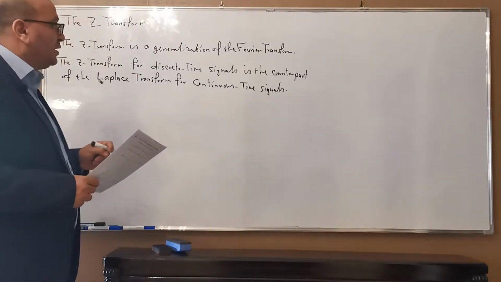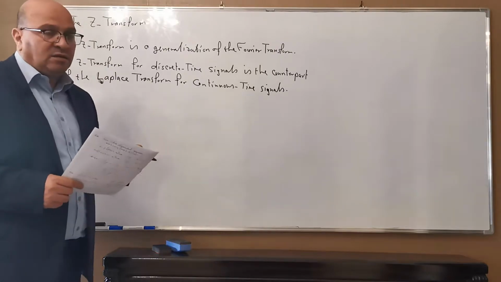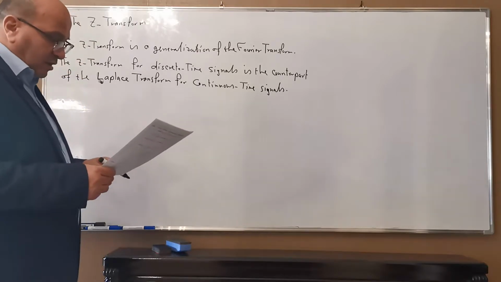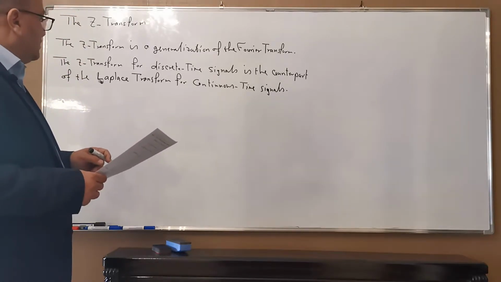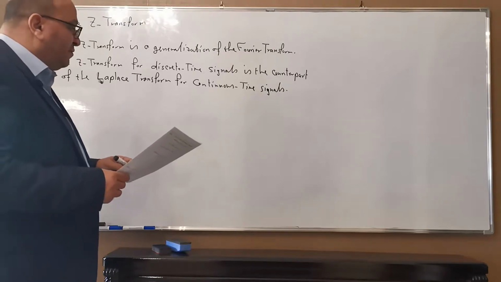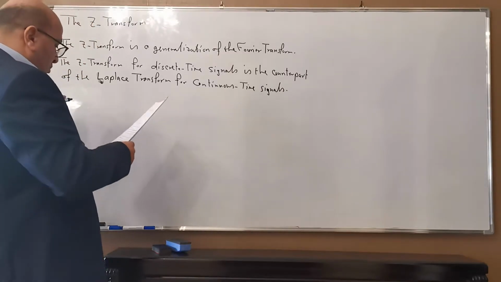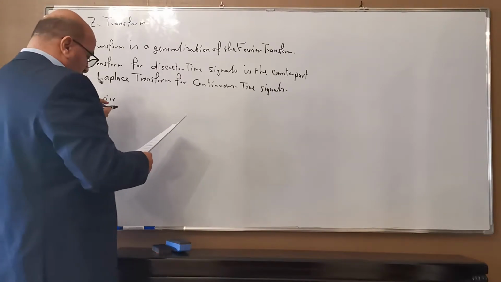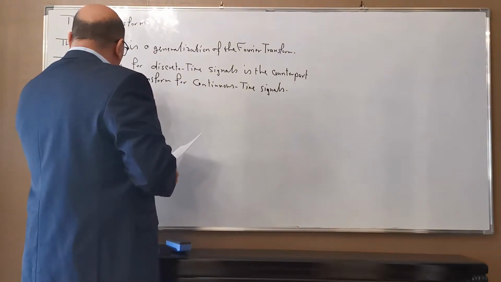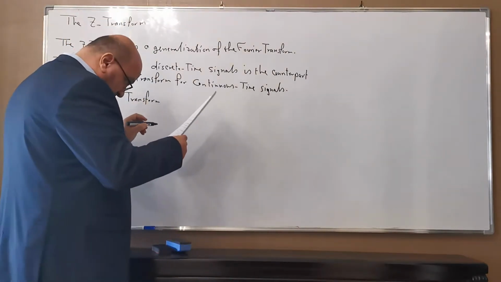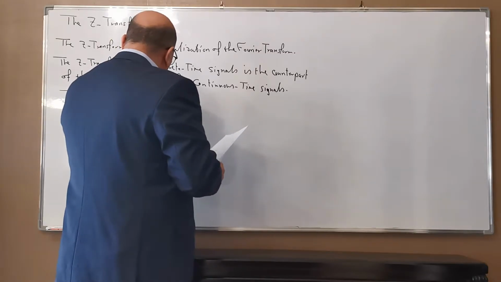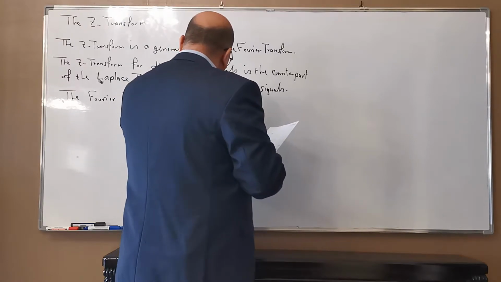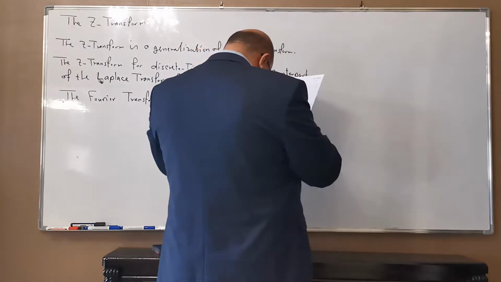Usually what we have before, we took the DTFT, the discrete time Fourier transform, and we knew that there are some sequences that do not have a Fourier transform. So the Fourier transform does not converge for all sequences.